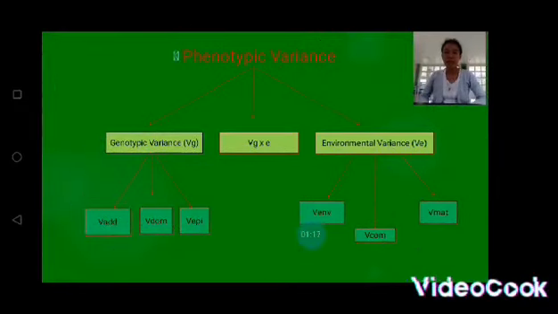The phenotypic variance has two types, which are genotypic variance and environmental variance. So, ang genotypic variance na siya V-A (additive), V-D (dominance), and V-EPI (epistasis). And also the environmental variance na siya V-ENV, V-COM, and V-MAT.